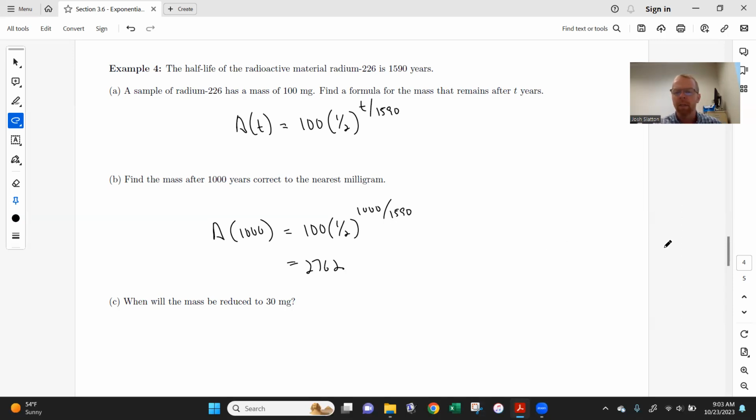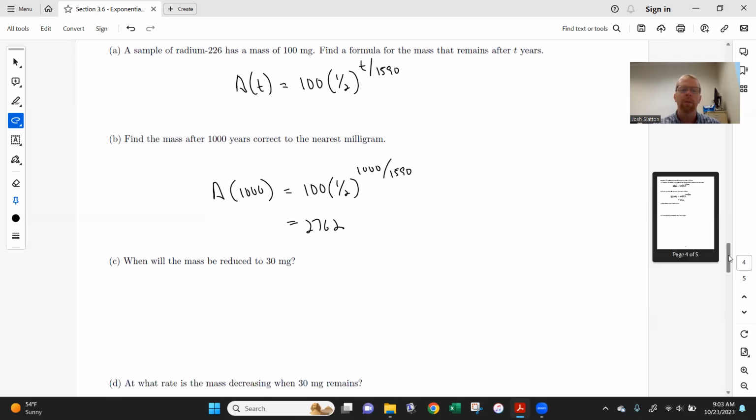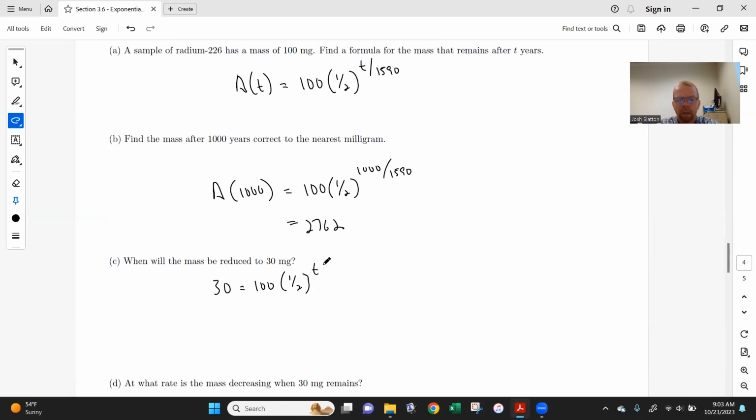And then how long will it take to be reduced to 30 milligrams? So 30 is 100 times 1/2 to the t over 1590. Divide by 100 again, so we get the exponential expression by itself. So get the 1/2 to the t over 1590 by itself. Divide by 100, and we get 0.3 is 1/2 to the t over 1590. Log both sides, ln both sides, whatever you like.